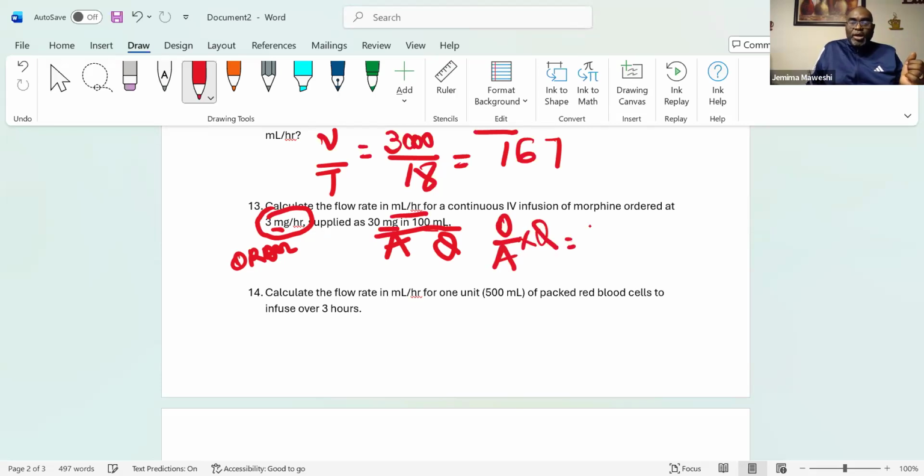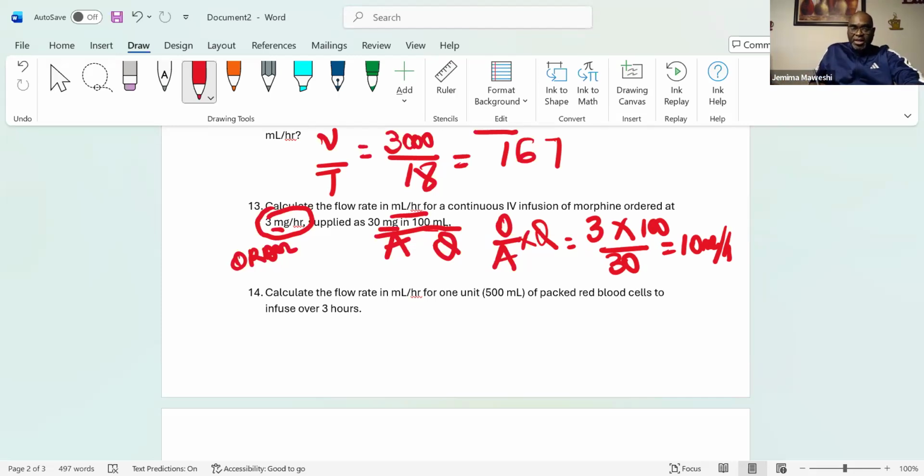So now we got 3. I multiply my quantity by 100 and divide that by 30. So you have 300, and divided by 30, you have 10 milliliter per hour. So be careful. If you cannot do volume over time, you will be on the dosage side.